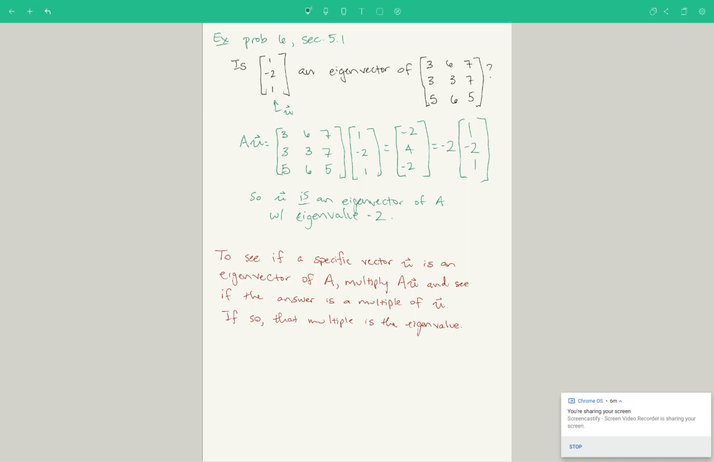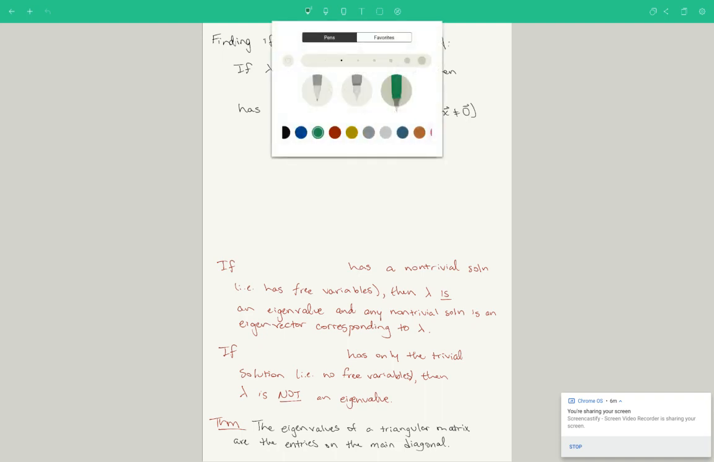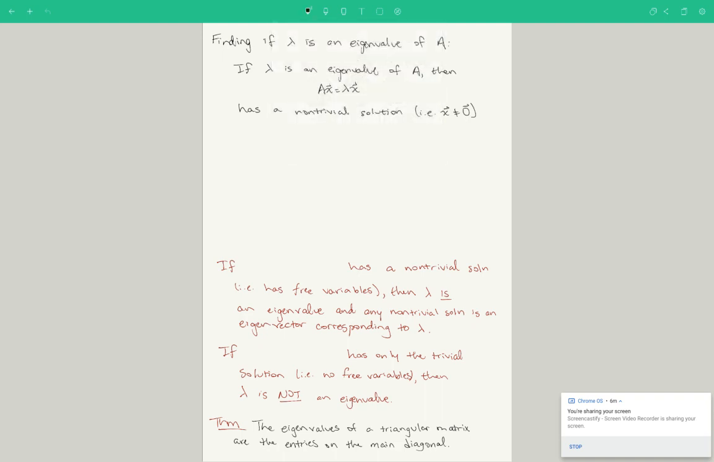Okay, now we're going to see how we figure out if a given scalar is an eigenvalue. So we saw, is a given vector an eigenvector. Now let's see, is a given scalar an eigenvalue. If lambda is an eigenvalue of A, then by definition, Ax equals lambda x has a non-trivial solution. So let's see if we can simplify this into something we can work with a little bit better. Let's start by moving lambda x over to the other side.